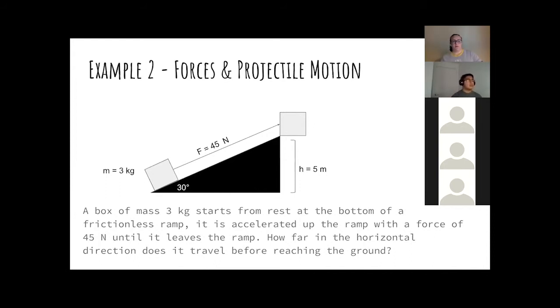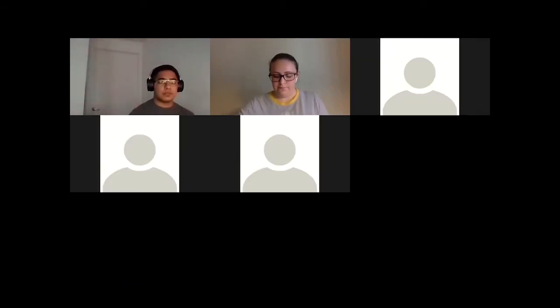Okay, so I will set up the whiteboard and we can solve this problem. Okay, so we know that we have the ramp, 30 degrees, and a 3 kilogram box pulled upwards at 45 newtons. We also know that the ramp is 5 meters high. So given the fact that we're solving for projectile motion, it's safe to assume that we're going to want to know what velocity the box has at the top of the ramp.